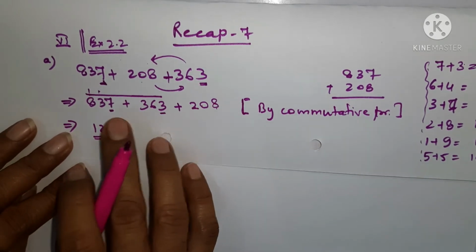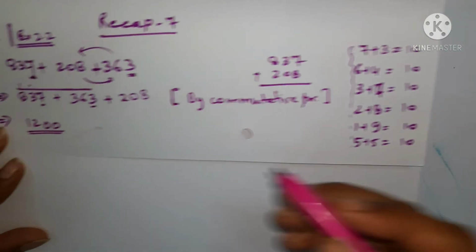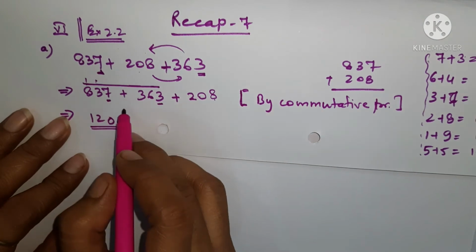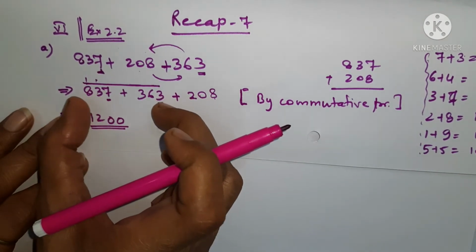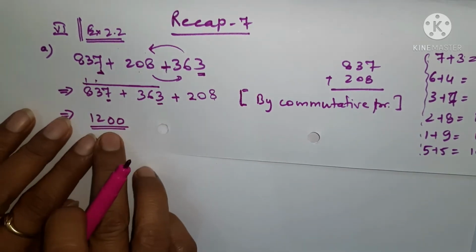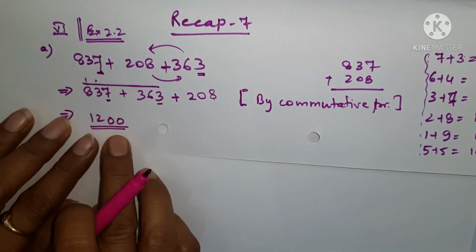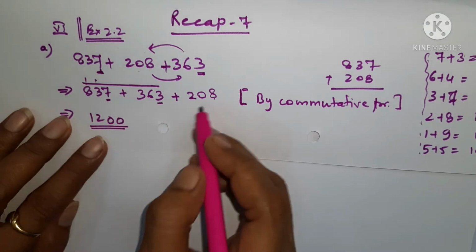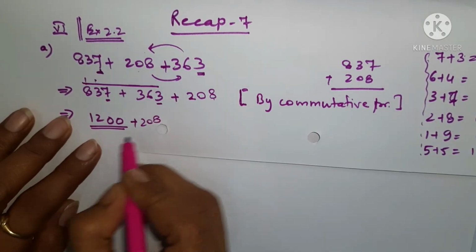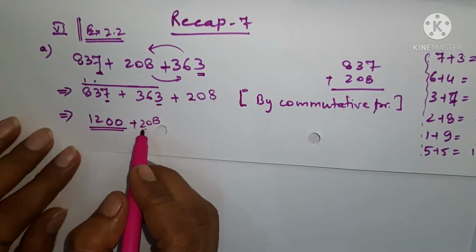If you do the practice of these types of numbers, definitely you will be able to add such numbers, and you will be able to group them very properly, so that you can get easy numbers, easy solutions very easily. Now it is 1200, and then this is 208. It will be easier to add these two numbers, isn't it?